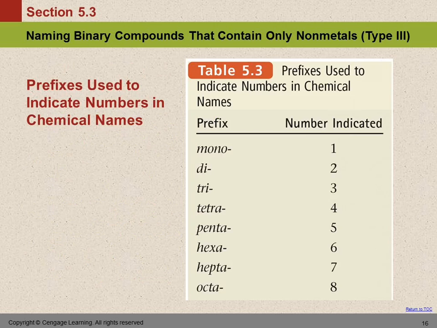Penta is like a pentagon, 5 sides. Hexa means 6. A hexagon has 6 sides. Hexa and 6 both have X in their names. Hepta is a weird one. Hepta means 7. Octagon has 8 sides. Octa means 8. And there's also nona and deca. Nona is 9 and deca is 10.